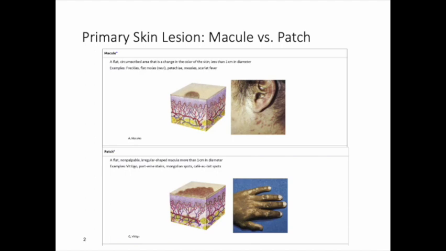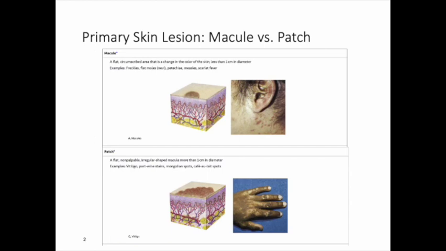We are going to go over primary skin lesions, and many of these you've already looked at in your health assessment book, so it should be a review. Macule versus a patch really has to do with the diameter. Macules are less than a centimeter in diameter, while patches are greater than a centimeter in diameter. They're flat, circumscribed areas that change in the color of the skin.